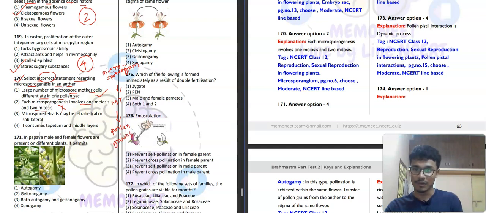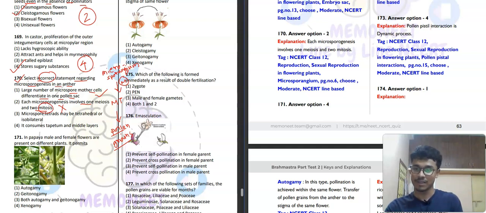So only meiosis is happening here. Microspore tetrad is formed from microsporangium by the process of meiosis, and there is no mitosis in the overall process. From microsporangium to pollen grain, there is no involvement of mitosis. That's why this statement is incorrect.